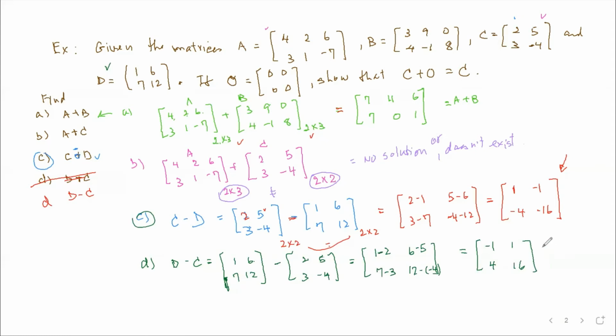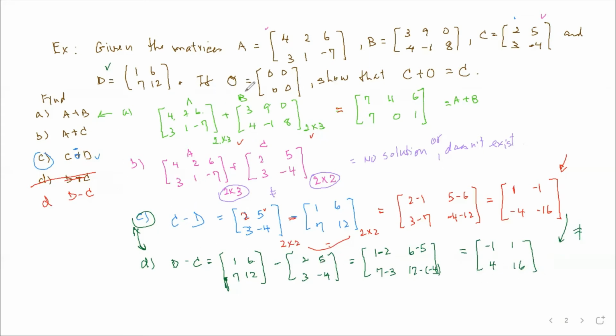Okay, so you see, matrix D minus C, compare with C minus D, is not the same. Of course, for sure, because like algebra, they are not equal when you swap the matrices with minus. Okay, then we finish A, B, C, D.